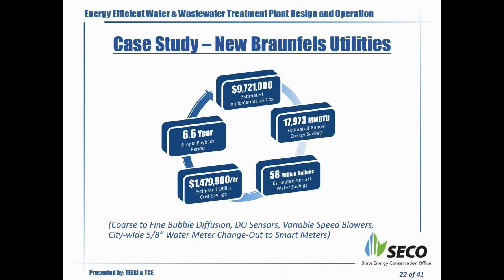The type of projects that were looked at: coarse bubble to fine bubble diffusion, dissolved oxygen sensor application, variable speed blowers. But the majority of the project was evaluating citywide 5/8-inch water meter change out to smart meters and application of that technology. They were close to 30,000 meters or so, so there was some statistical analysis done over there. But that is a good example of a PEA done for a utility district, basically.